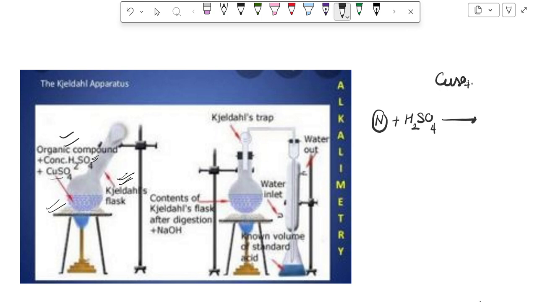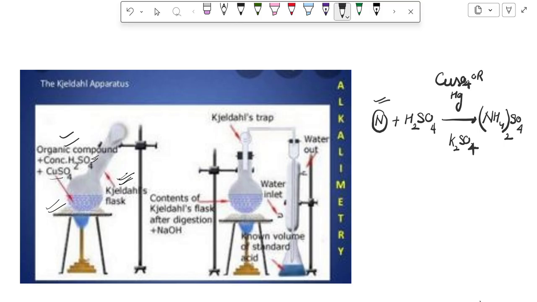So basically, when our organic compound is treated with H2SO4 in the presence of copper sulfate or mercury, one drop of mercury Hg, and K2SO4, then the organic nitrogen of our organic compound gets converted into ammonium sulfate, (NH4)2SO4.